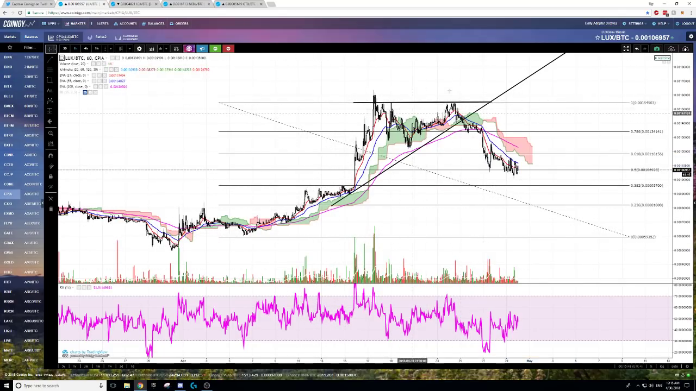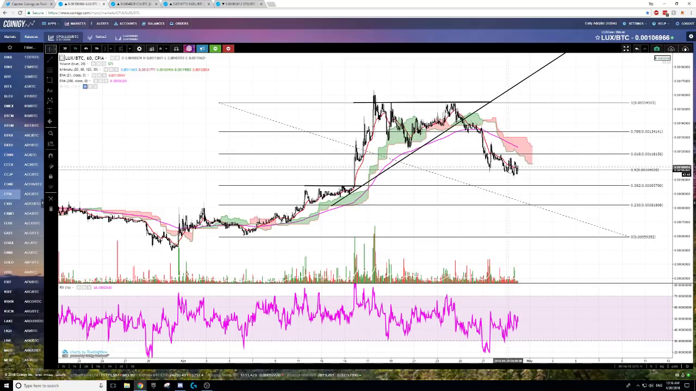The reason I thought this was going to break out to the top is that if you look at the fractals here, you see an almost identical pattern right here. The same flat top, ascending bottom, and this one broke out strongly to the top. So I was hoping we'd see similar price action here, but it didn't turn out that way.